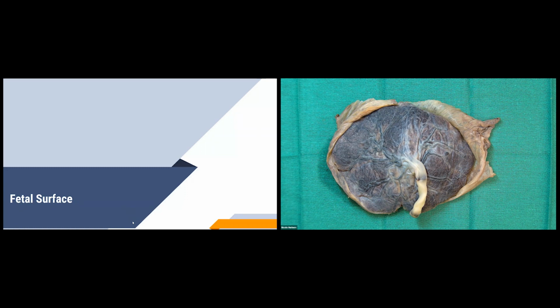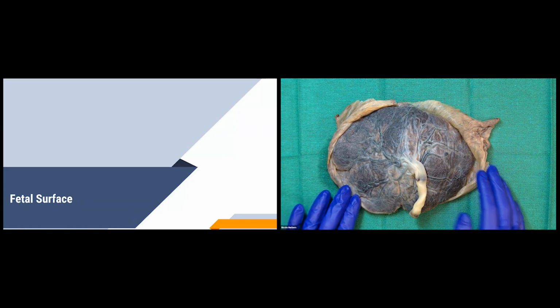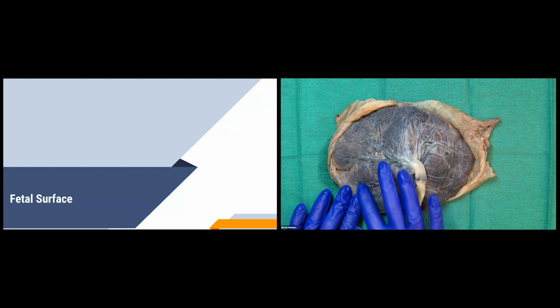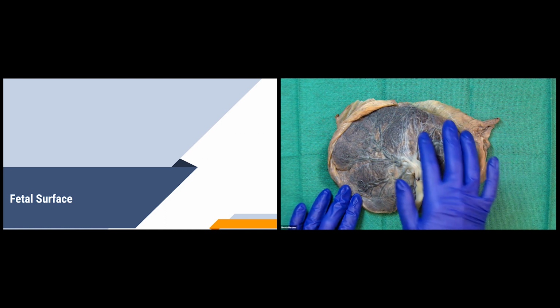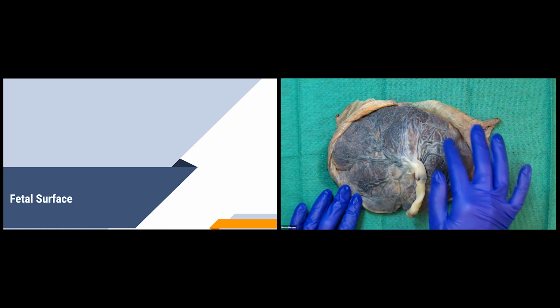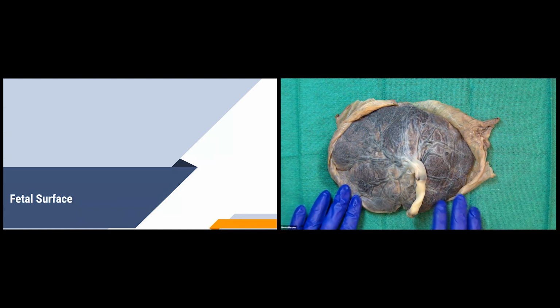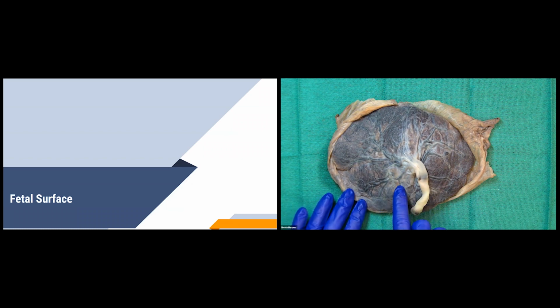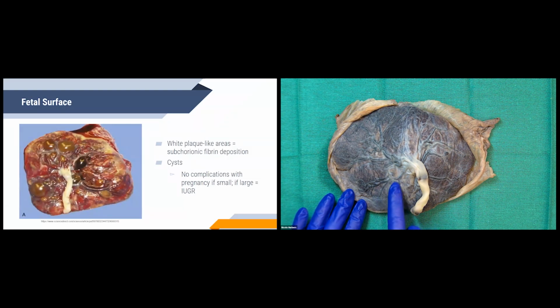Now we'll talk about the fetal surface. So the fetal surface should usually be a pale blue, smooth, and shiny. So you can see with ours, it looks pretty normal here. It's this nice pale blue, it's pretty shiny and smooth. We do see a little bit of these white plaques here. So these white plaque-like areas represent subchorionic fibrin deposits.